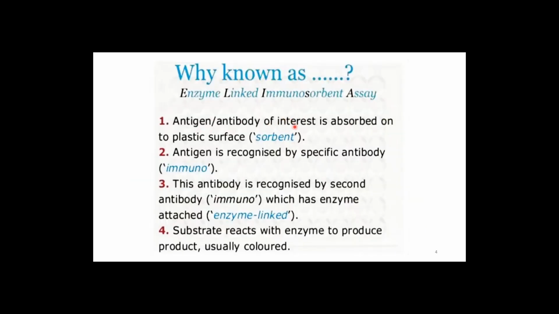The antigen or the antibody of interest is absorbed on the plastic surface, that is why it's called sorbent. Antigen is recognized by specific antibody, which leads to the nomenclature immuno, and this antibody is recognized by a second antibody which has enzyme attached, which is why it's called enzyme linked. Whenever we add substrate to it, that will react with the enzyme conjugated to the antibody, and that will produce a colored product that will give a visual readout.